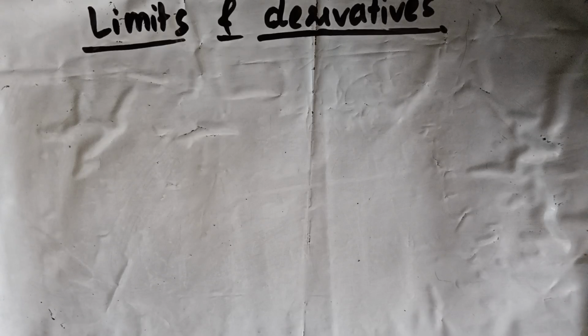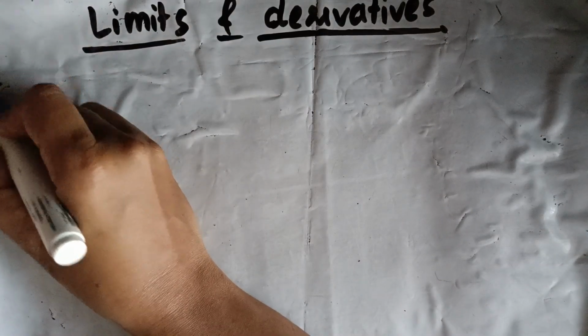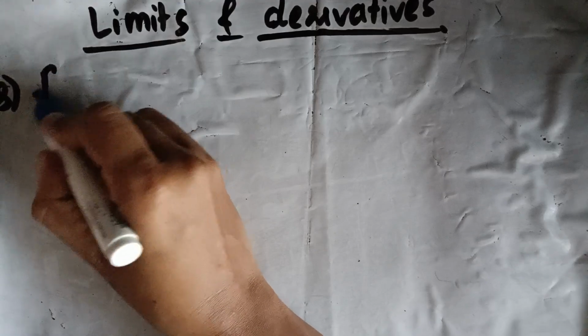Hello students. So we are doing limits and derivatives. We have seen the derivative of sin x, cos x, tan x, cot x by the first principle method. We'll do today the derivative of sec of x.